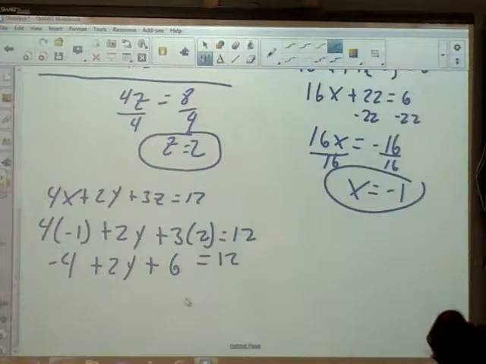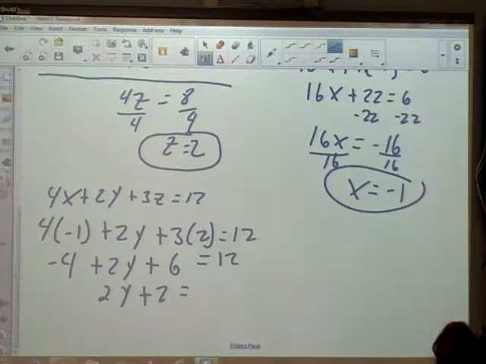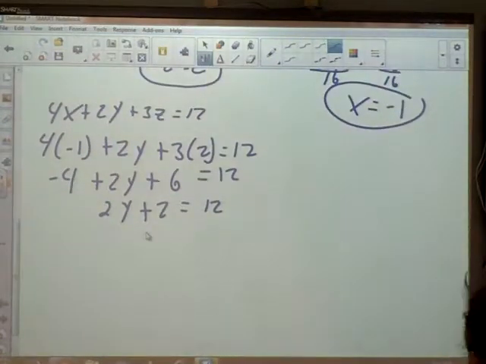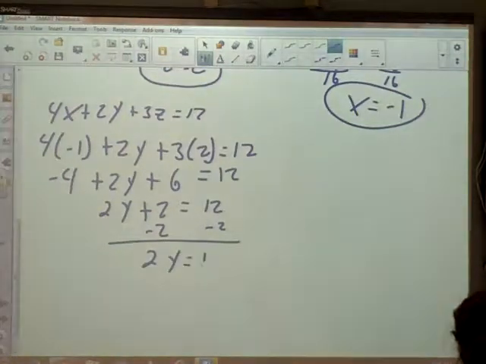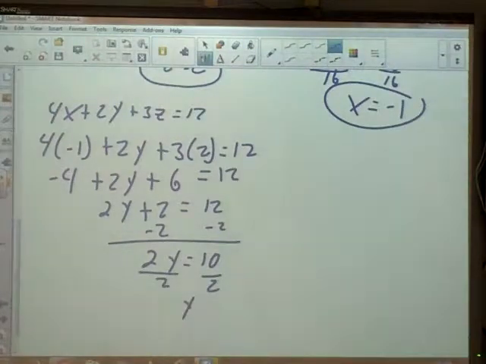Now you need to combine those like terms. So that's 2y plus 2, isn't it? Is the negative 4 and the 6? Are you ahead of me, or what are we? Okay, you already got it, Trevor? Good job. Okay, so now to write your answer.